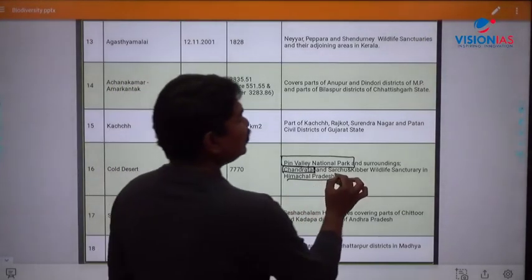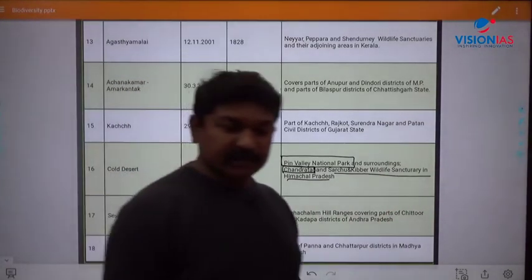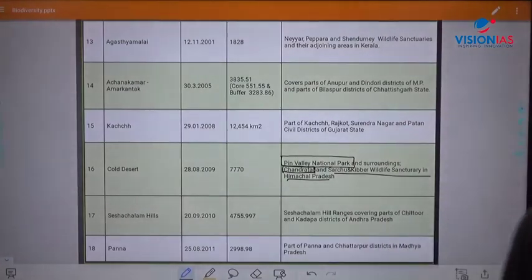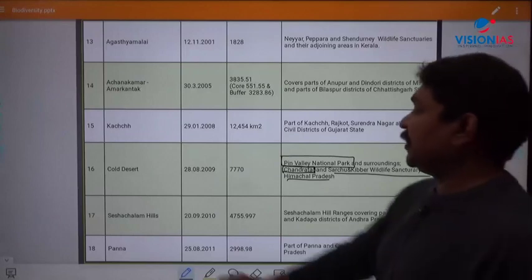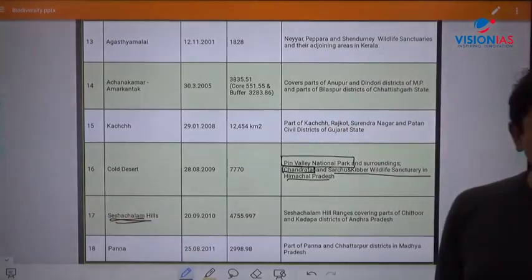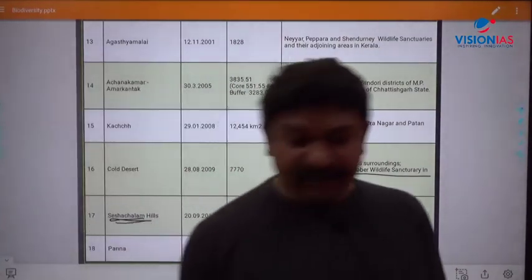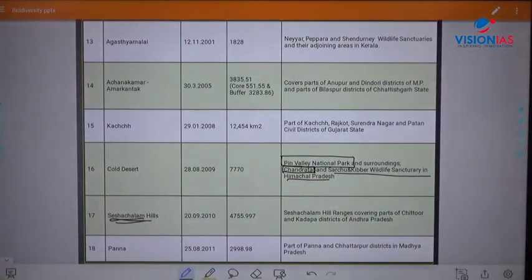Then Sarchu and Kibber Wildlife Sanctuary. Kibber Wildlife Sanctuary is there in Himachal Pradesh, right? After this, Cold Desert National Park, the 18th one, the last one, Seshachal Biosphere Reserve. Very, very important. The last one to be added by the Government of India is the Seshachal Biosphere Reserve.